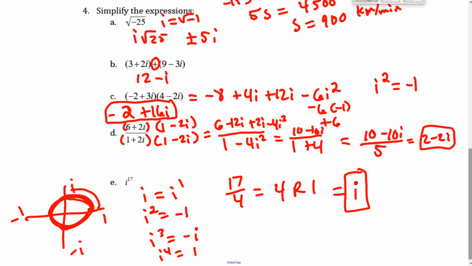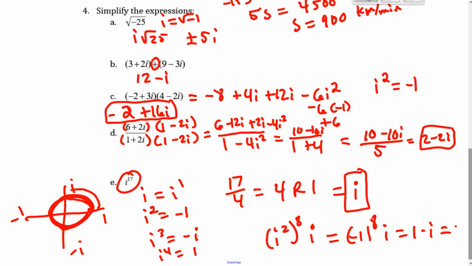Another way you can do it is just use i squared. So i squared we know is negative 1. So i squared, if I raise that to the 8th, that would get me i to the 16. So if I multiply that by another i, that would be i to the 17th. And so i squared is negative 1. Negative 1 raised to itself 8 times is 1. And then 1 times i is just i. So there's another third way to do it, however you want to do it.